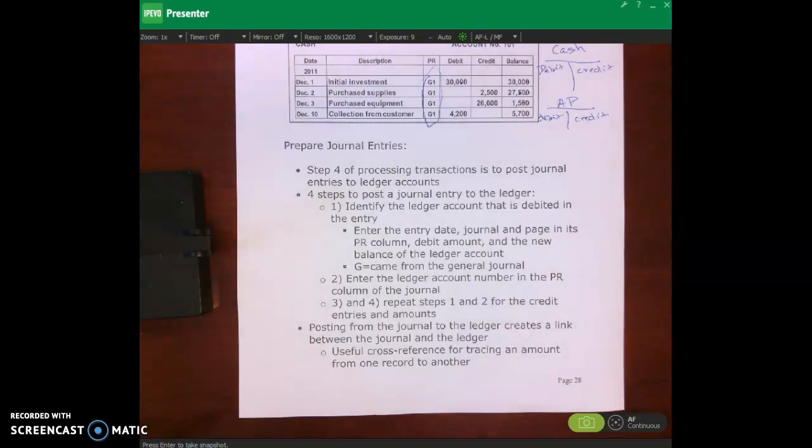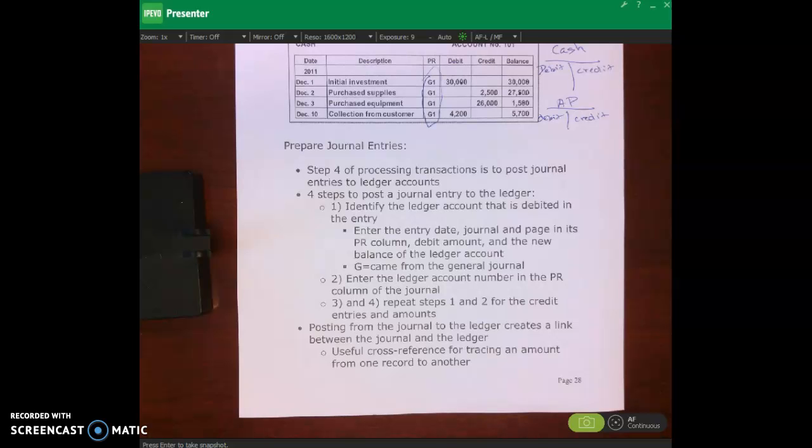Hello and welcome. In this lecture video, we'll be doing some examples of analyzing transactions and double entry accounting in the form of journal entries. So we'll do some journal entries, and then we'll also do some T accounts to simulate posting those journal entries to the general ledger.